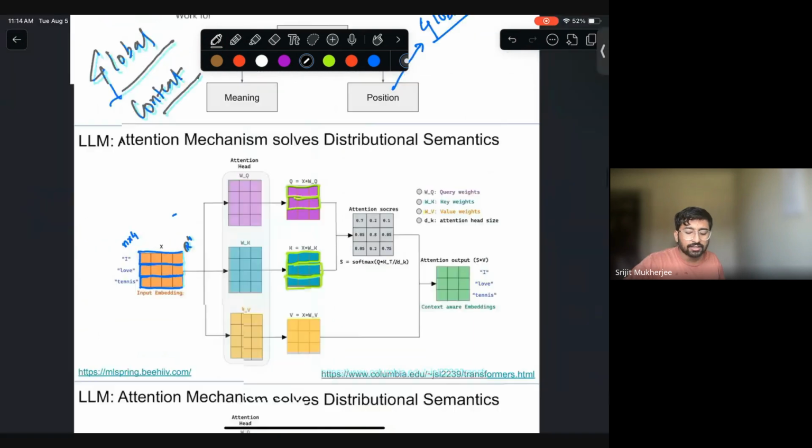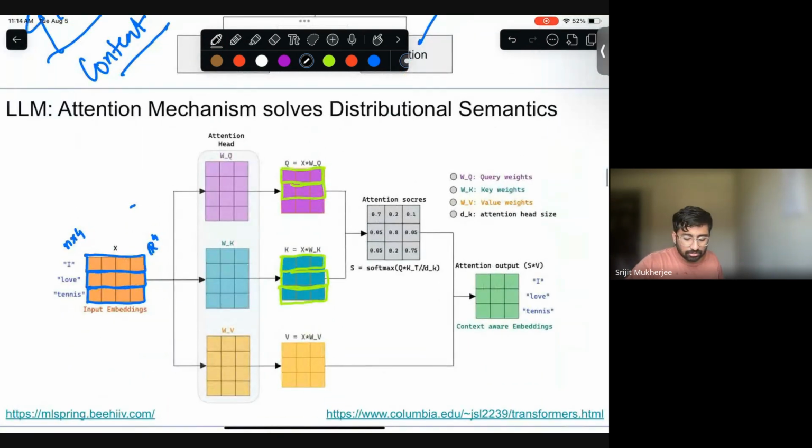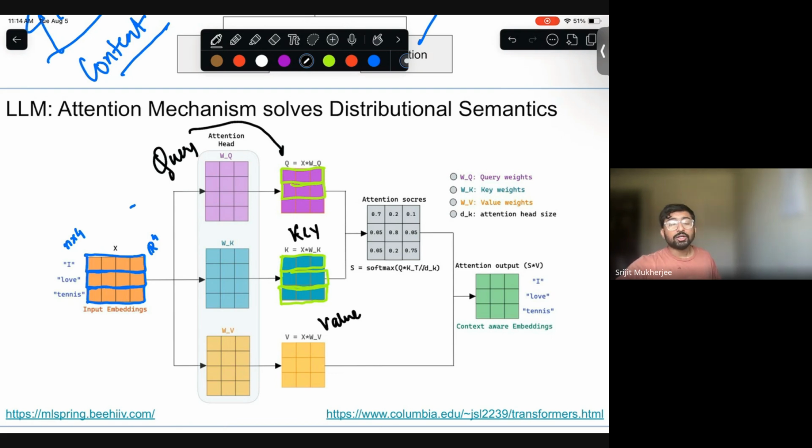Now you can think about why there are three such things. One is called query, one is called key, and one is called value. Why are there three such things? The reason is simple. The reason is how we search. The simple idea is that we want to encode the relationships between them.